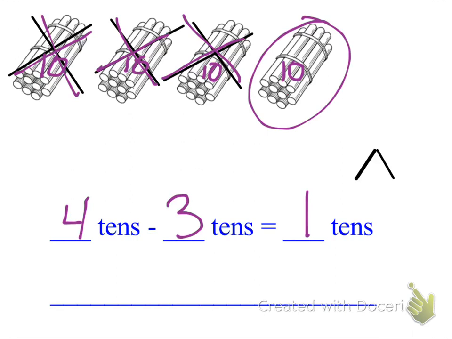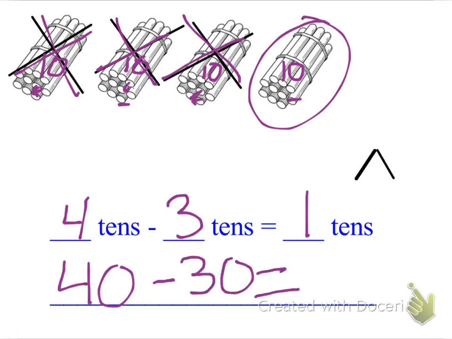So now we're going to look at 4 tens. Well, what is 4 tens? And we can count by tens, or you could just know what it is. So I'm just going to count by tens. Some of you might already know how much 4 tens are. We know it's 10, 20, 30, 40. So it's 40 minus 3 tens, which is 10, 20, 30, equals 1 ten, which is 10.